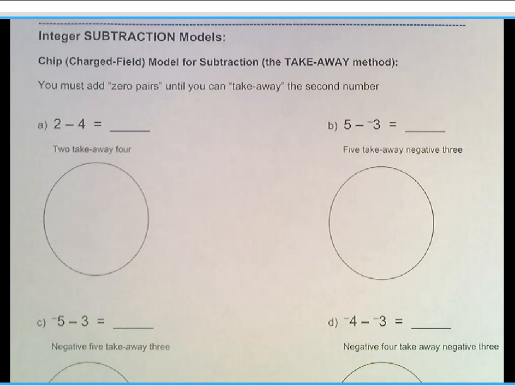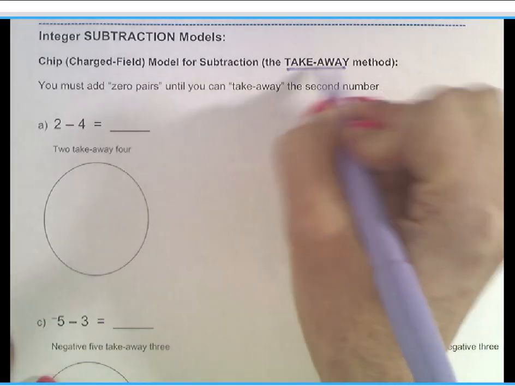Now we're going to change over to integer subtraction, and we're going to do a lot of the same models that we did for integer addition. We're going to start off with the chip or the charged field model for subtraction. This one's going to be just slightly different than how we did it for addition, because with subtraction, one of the first ways you learn about subtraction is you learn that it's a takeaway type of model.